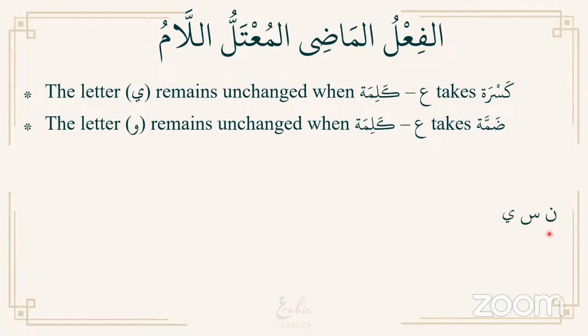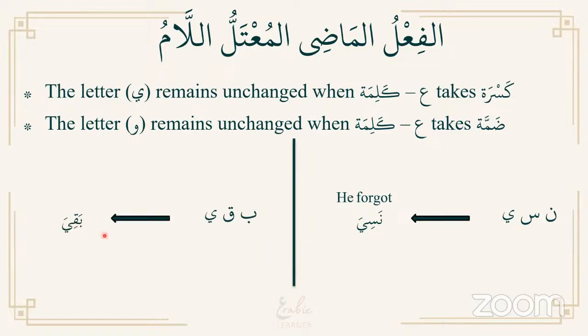So okay, let's take this example. Noon, seen, and ya, which is Nasiya, which means he forgot. And ba, kaf, and ya, which is Baqiya. I want to elaborate that rule which I told you yesterday: when waw takes the position of lam kalima, then it becomes alif. When does it become alif? When the ayn kalima takes fatha. Remember that.